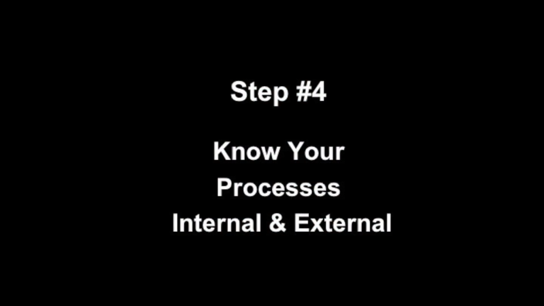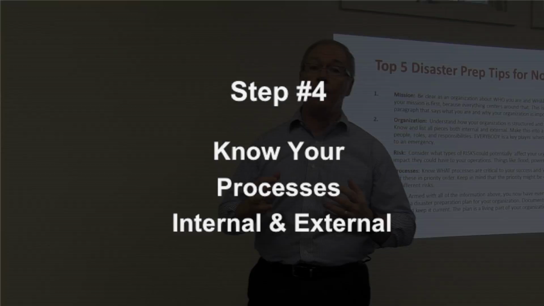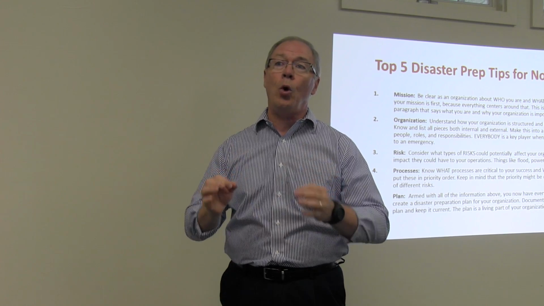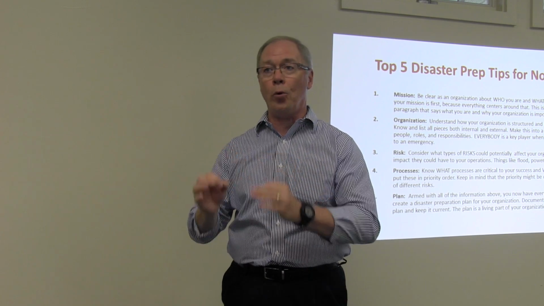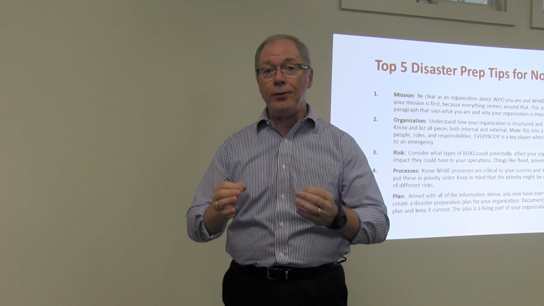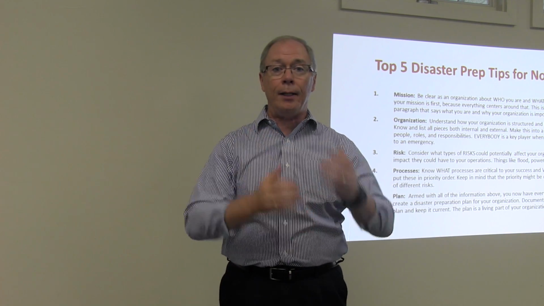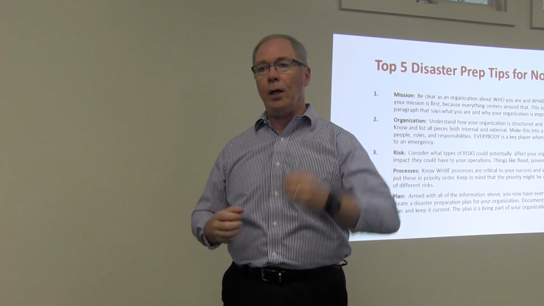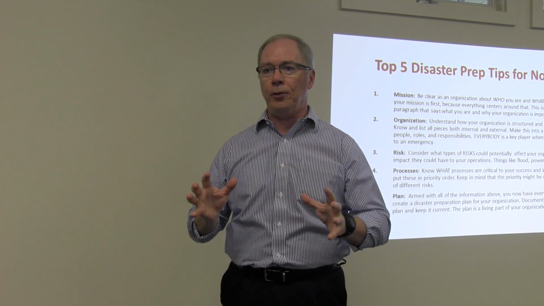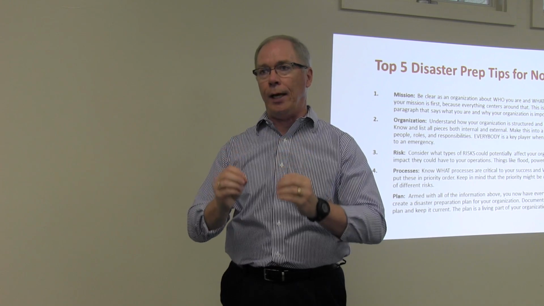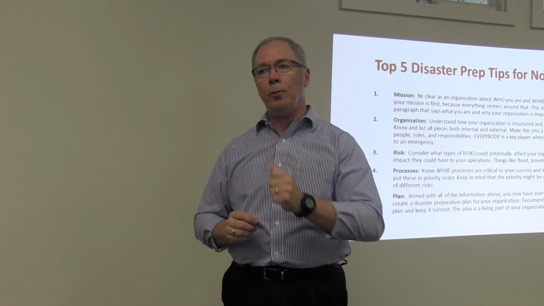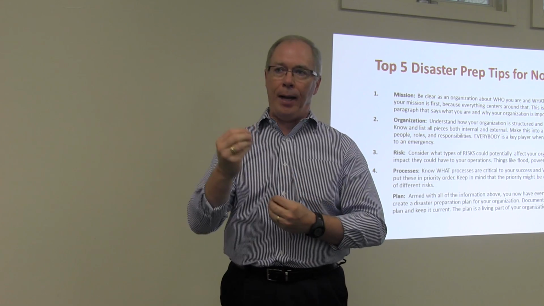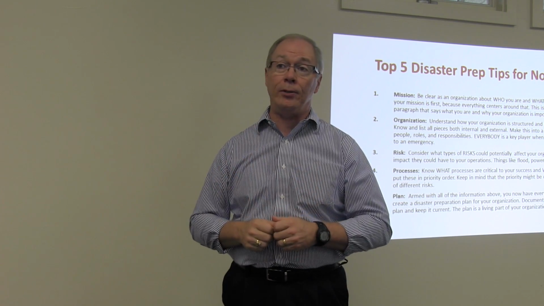The fourth area is processes. So now you understand your mission, you understand the organization, you understand the risk. Which processes are the most important for you? It could be fundraising, it could be the food bank, it could be providing information to customers, it's working with the government. There's all kinds of different business processes that you need to look at and understand which ones are important, which ones would be vulnerable to which risk, and how would it impact the overall mission of your agency.